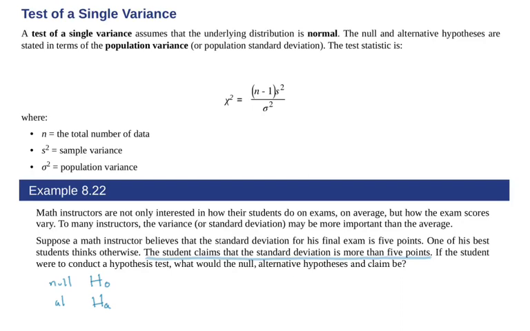So similarly, we have our null and alternative. And we're going to use sigma here because we're talking about the claim that the standard deviation is more than 5 points. And so technically, that would be our claim there, that sigma is greater than 5. And that's the claim.